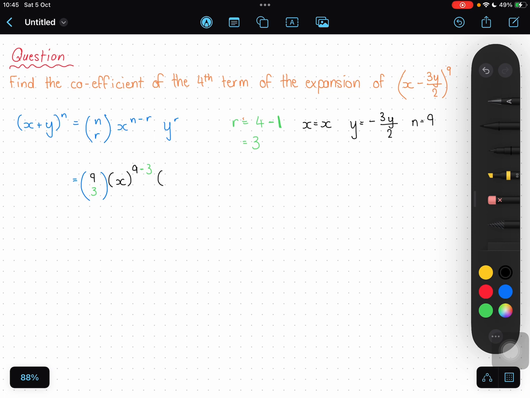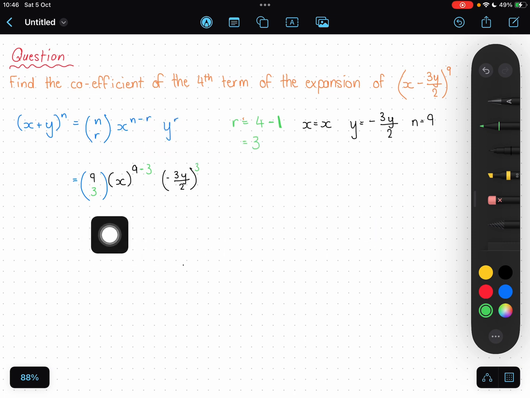And then I'm doing my second bracket, which was a minus 3y. I didn't really do that bracket big enough to fit a fraction in it. Okay, so it's a minus 3y over 2. And that is to the power of 3. Okay, so to the power of r, so r in this case is 3.